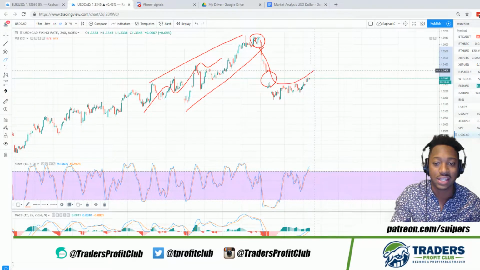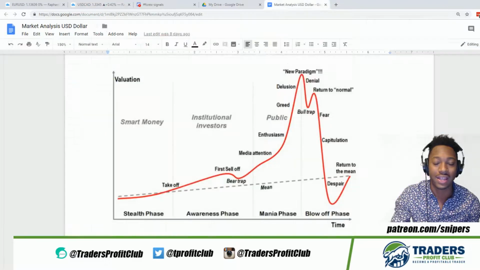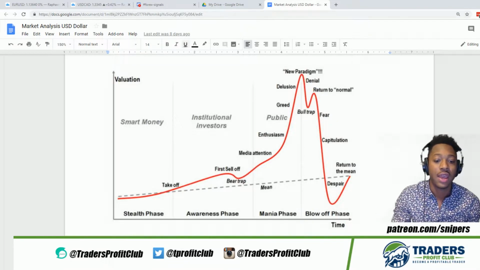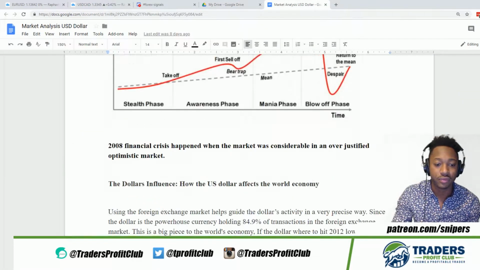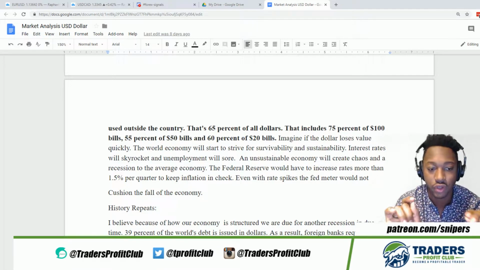And then now we're going to see that second drop coming down here, which is going to clear that 7-year cycle, which essentially, this is just a formation. This happens on all different cycles, all different time frames, but you're going to see this same formation happen on all different time frames. So that being said, I'm going to go back into showing you guys exactly what I mean by this. So imagine if the US dollar value loses quickly, right?